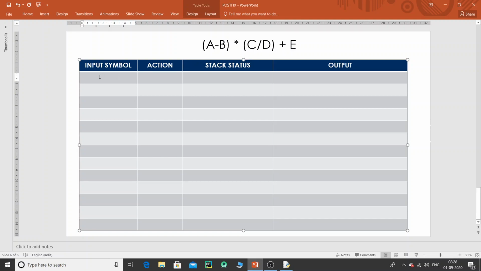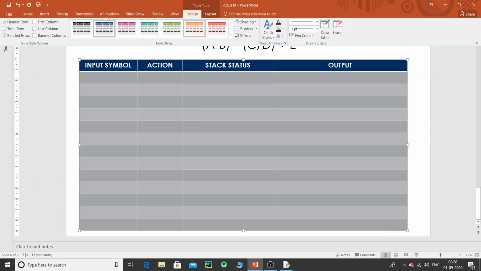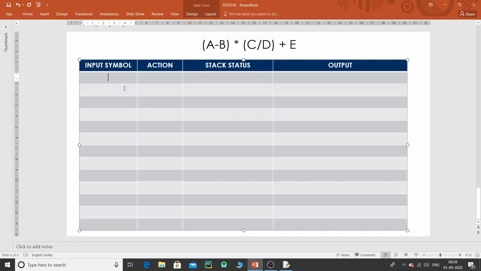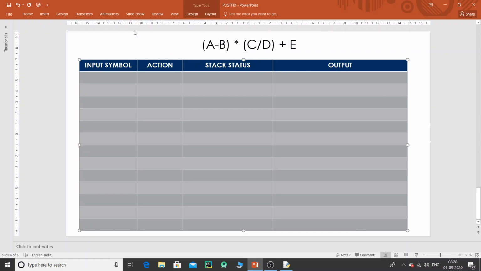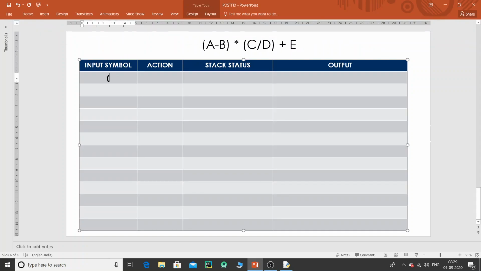Okay, the first thing is, let me make this center. Now the first thing we are going to do is, over here, we are going to take character by character as the input. So the first character is the opening bracket, that's the first character. One more thing I need to set up: I'm going to take bold and let us have size 20 so that this is visible to you. So I'm going to take that character, the opening bracket.